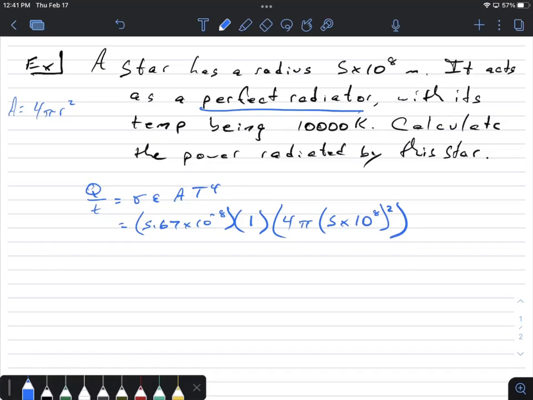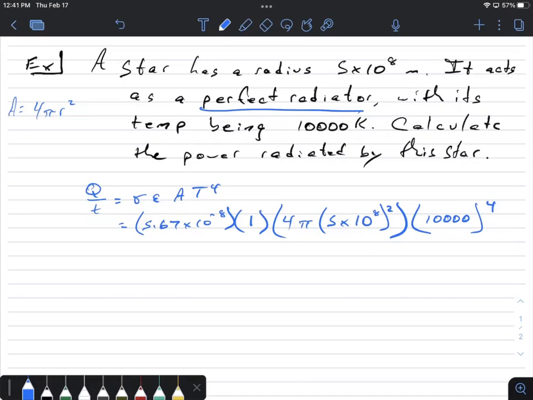And then, of course, the temperature to the fourth power. I have the temperature in Kelvin, so I don't have to convert it. I just stick it into my equation. And there we go. There's my equation with all the numbers plugged in. At this point, it's just a matter of using my calculator to get an answer.